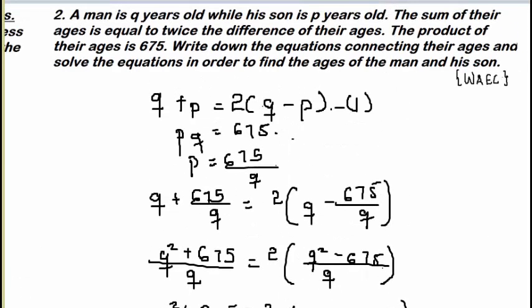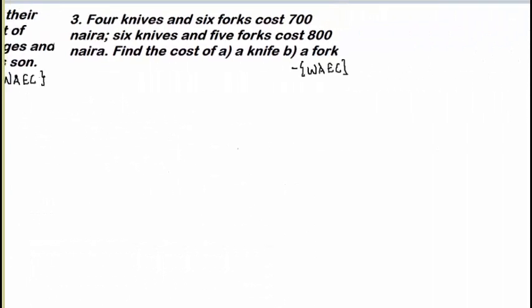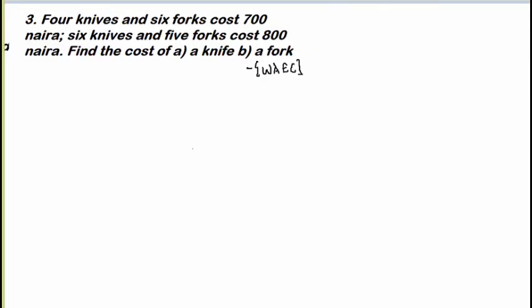Let's move on to the third question. Now, this says that 4 knives and 6 forks cost 700 naira. 6 knives and 5 forks cost 800 naira. You are asked to find the cost of a knife and a fork. This is also a word question.